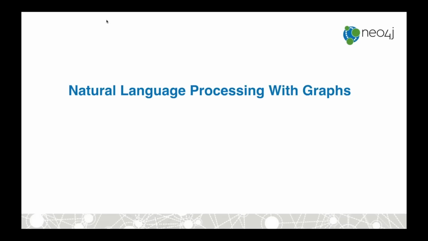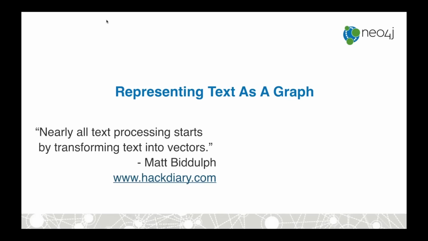Let's see what exactly we mean when we say natural language processing with graphs. Well, let's break this down. Natural language processing is all about uncovering some meaning from text, and with graphs, we're going to be using the graph data model that we looked at previously, the property graph model. So we're going to be uncovering meaning from text using this property graph model. And in the examples we'll use Neo4j and Cypher. So the first thing we need to do is represent our text as a graph.